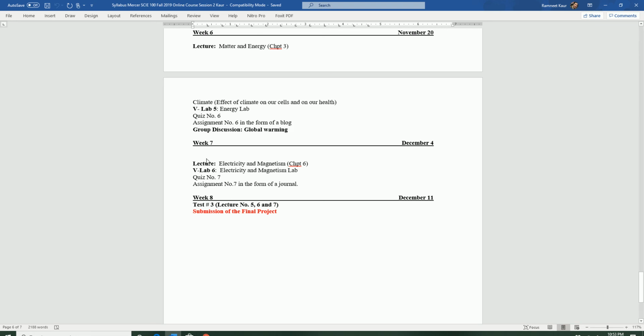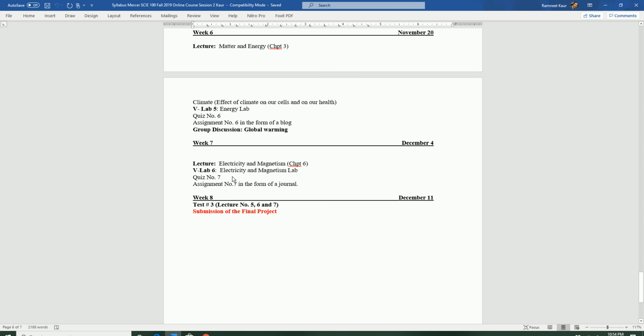Week number 7, basically this is a week when we learn about physics. This is from chapter number 6 in your book, electricity and magnetism. We are going to talk about electricity and magnetism, and the lab will also be about electricity and magnetism. You are going to submit your assignment. I will be giving you an assignment for this lab. It will be posted. You have to answer the questions and submit.